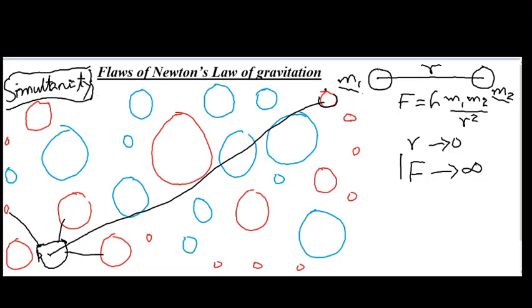So the second flaw of Newton's law of gravitation is that there is no infinite force of gravity when the distance between two masses becomes 0. So these are the two important flaws of Newton's law of gravitation.